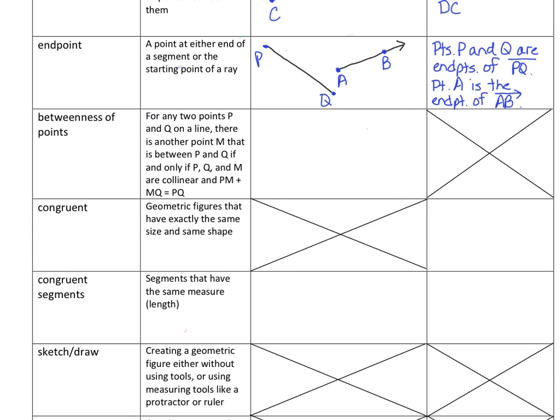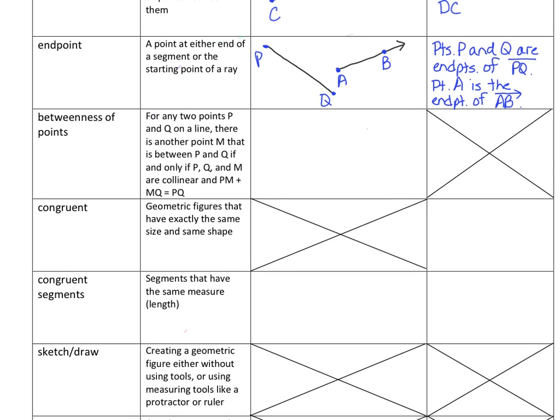So there's another term in geometry that we use, or a phrase called betweenness of points. So if something is between, it's inside two other things. When we're talking about betweenness of points, I realize this is kind of a wordy definition. I'm going to read it, highlight certain parts of it, and then give you a visual to look at. So the definition for betweenness of points says, for any two points P and Q on a line, there is another point M that is between P and Q.